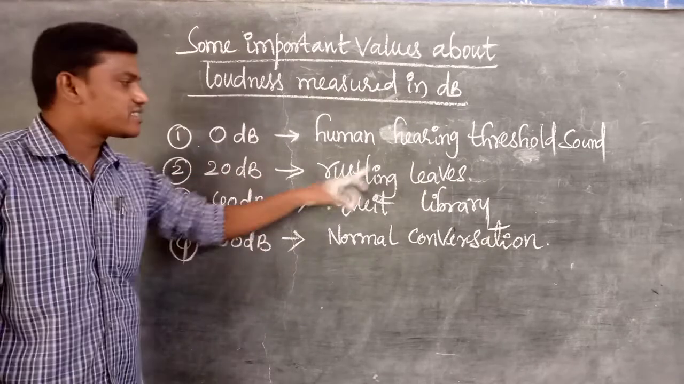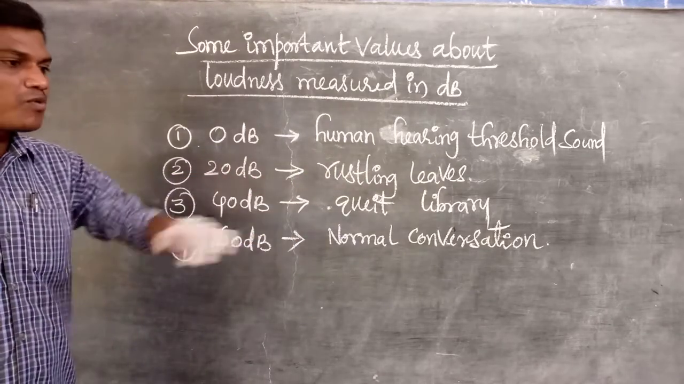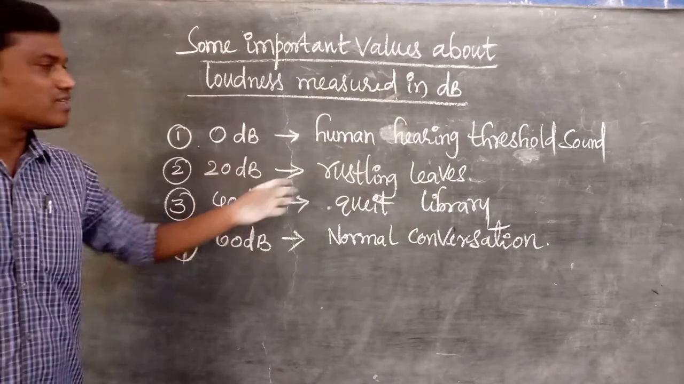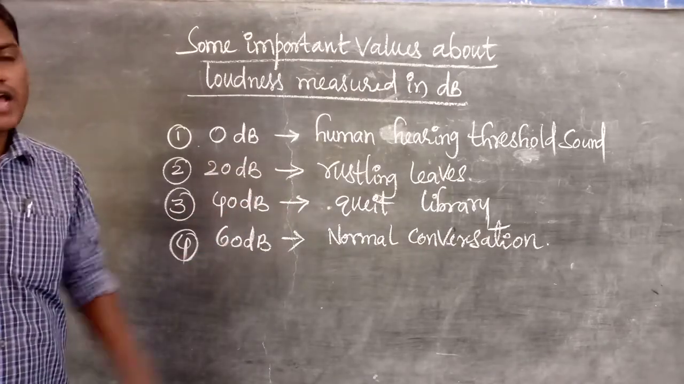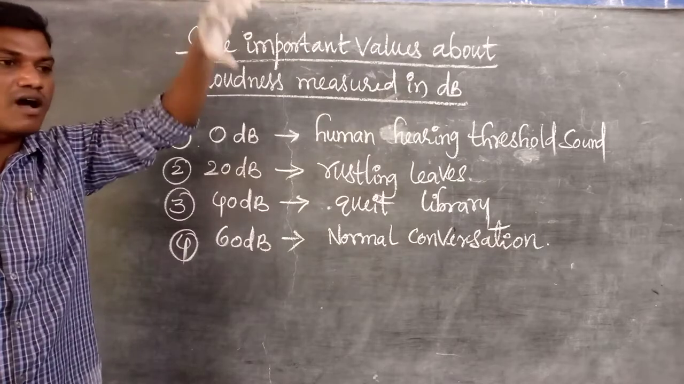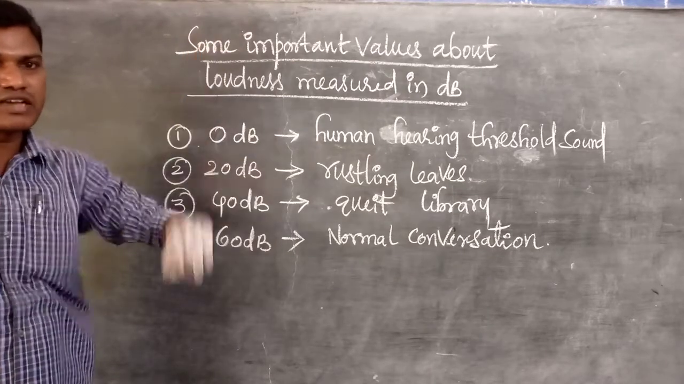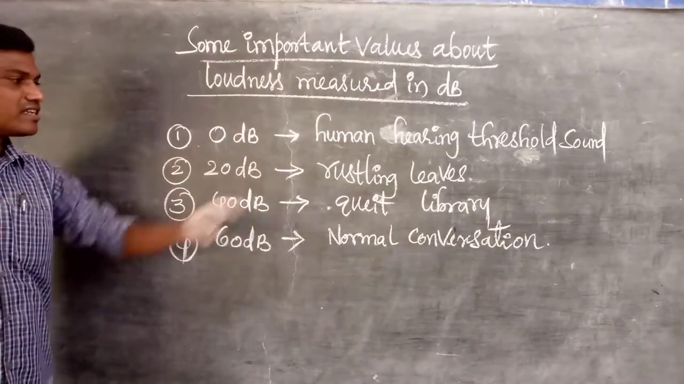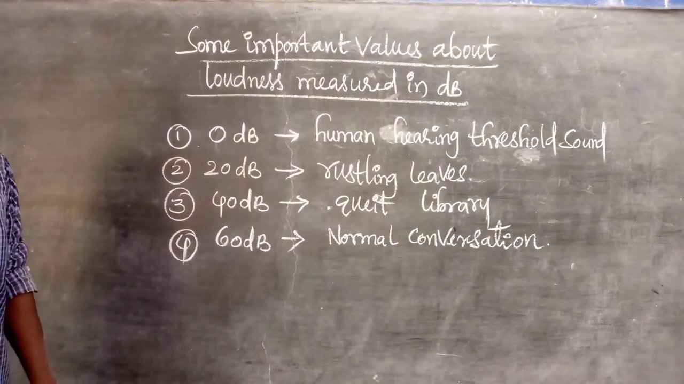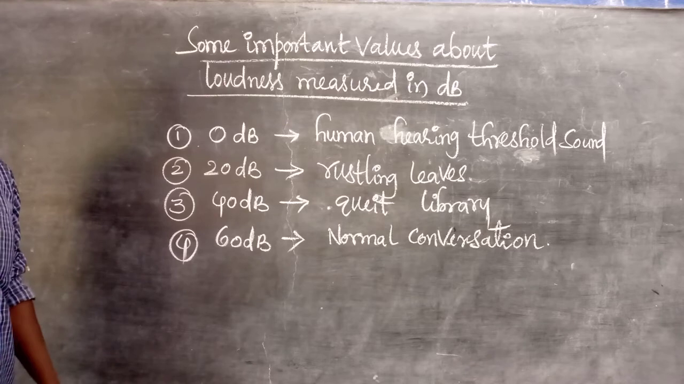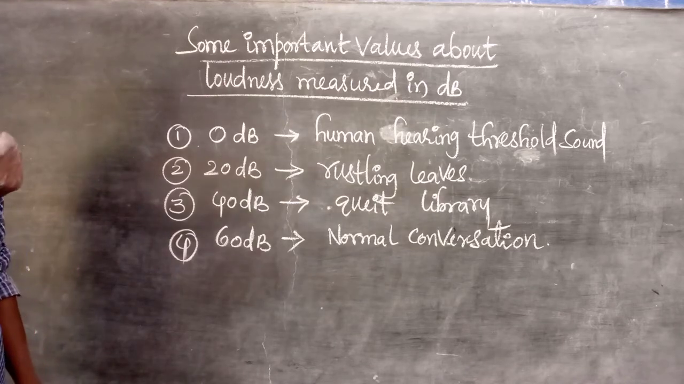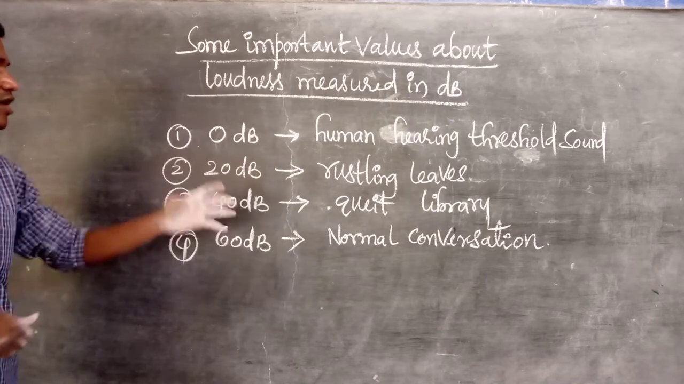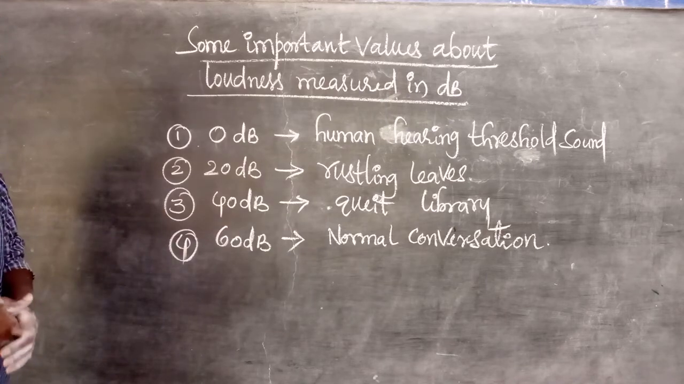20 decibels is rustling leaves. When you are walking on leaves, it produces some sound. That is the rustling of leaves, or in some cases the leaves fall while making a sound. 40 decibels is a quiet library. In the library, sound is produced when you are taking books. At that time, how much sound is produced?